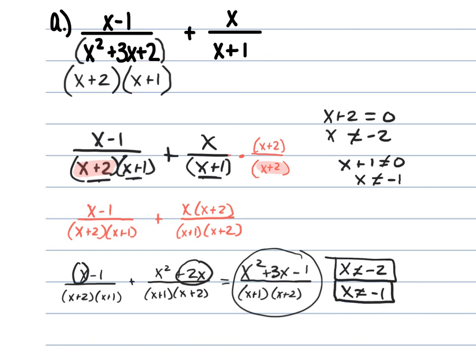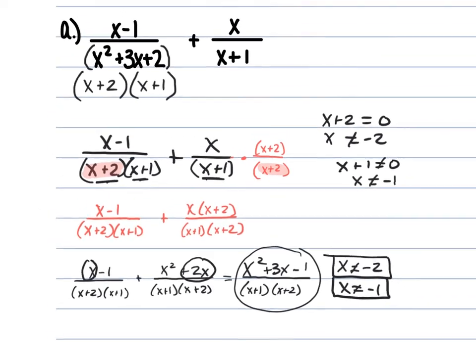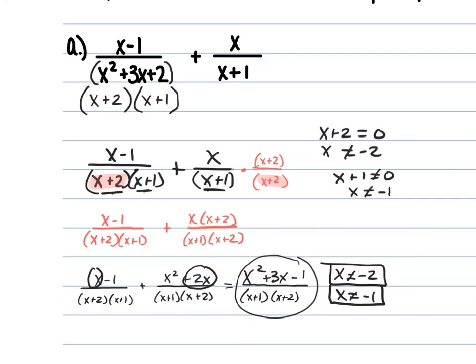And why am I not going to do it a third time even though there's 3 things in the denominator? Because it's an x plus 1. We already did x plus 1. So all of that works out to be x squared plus 3x minus 1 over x plus 1 times x plus 2. But x is not allowed to equal -2 and x is not allowed to equal -1. Let's pause there and we will pick it up tomorrow.